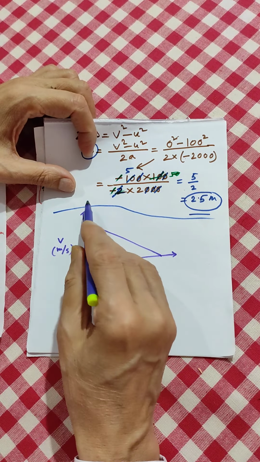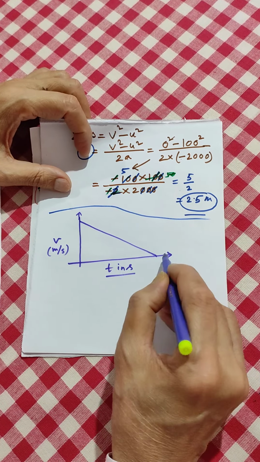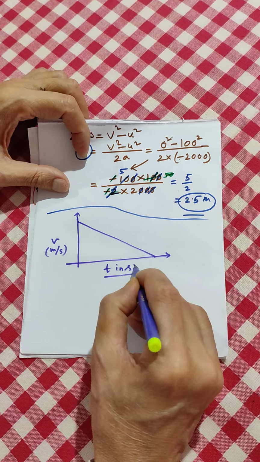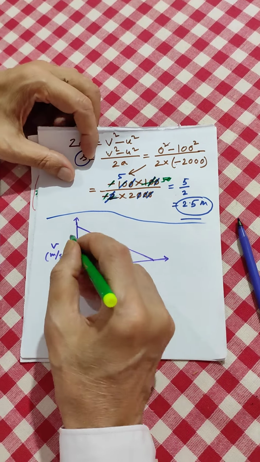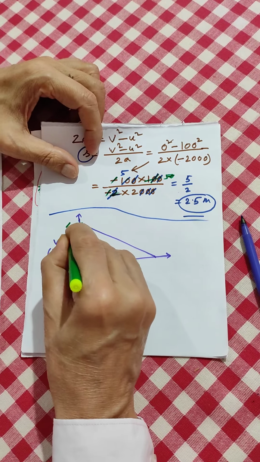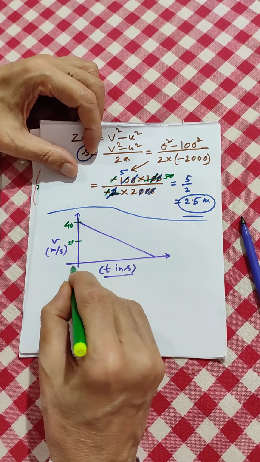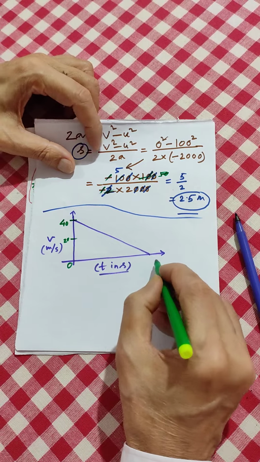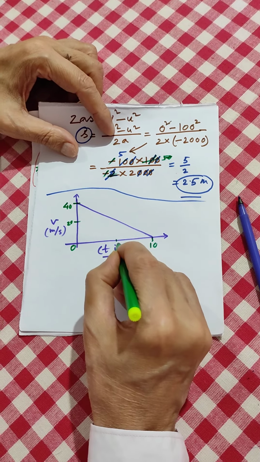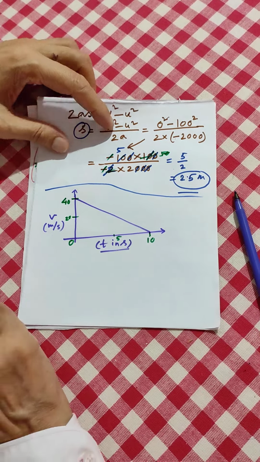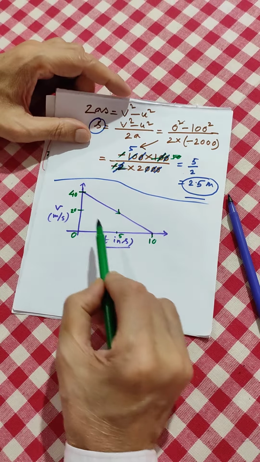So along the y-axis, velocity or speed is given in meter per second, and along the x-axis, time is given in seconds. Now it is given, so this is 40, somewhere here 20, and this is 0. Then the time is given, this is 10 seconds, so somewhere here 5 seconds. So that way. Now this is a velocity time graph.